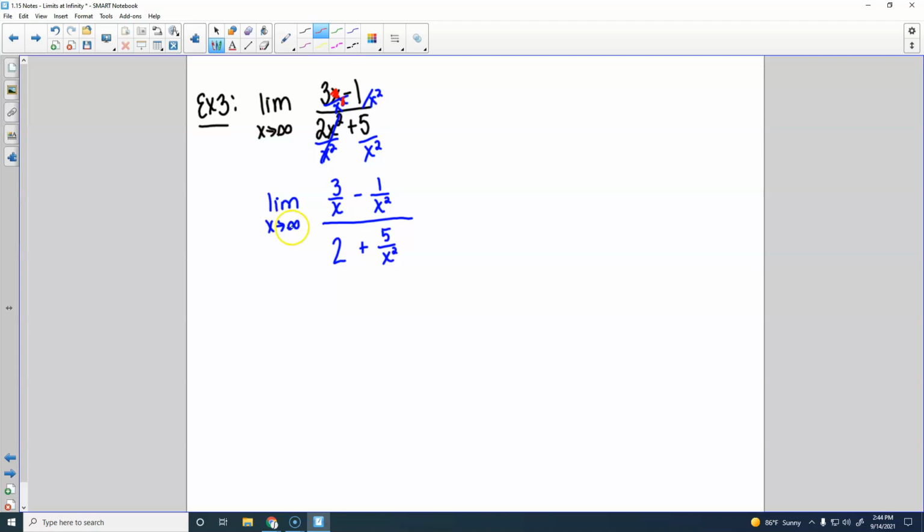And so the limit as x approaches infinity of 3 over x is 0, because you have a variable in the denominator. What about 1 over x squared? 0, because you have a variable in the denominator. What about this 2 right here? 2. And what about the 5 over x squared? 0. So anything with an x in the denominator, as x gets bigger and bigger, is going to go to 0. So this gives us 0 over 2, which equals 0.